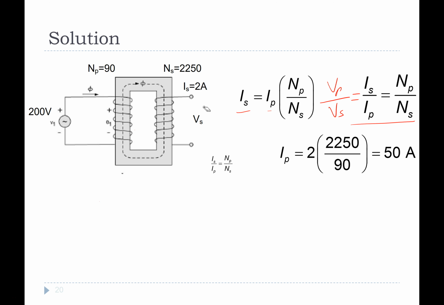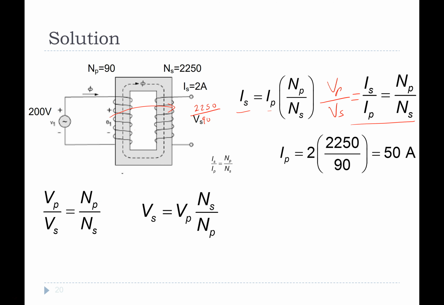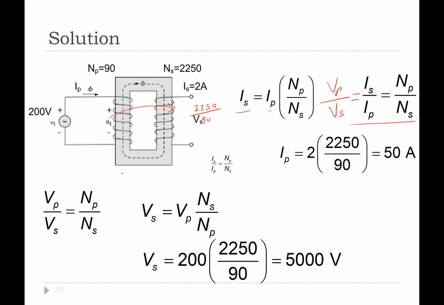So that will give me 50 amps, and then I do the same thing with the voltage, except now I'm going this way, so I will have to do 2250 on 90 multiplied by the voltage. So I always go to the side with the voltage. The side I'm going to will be on the numerator. With current, the side I'm coming from will be on the numerator. So again, I use my ratios, my turns ratio, to simply go from one side to the next, and I work it out as 5000 volts.